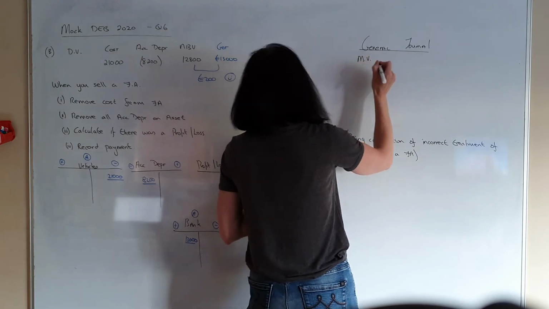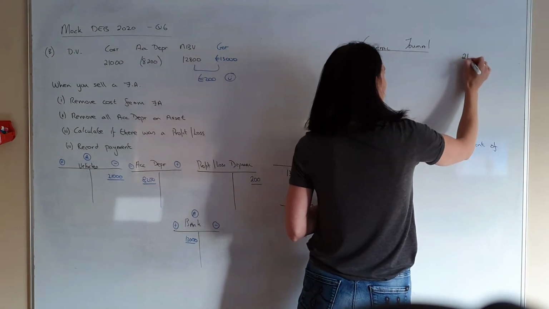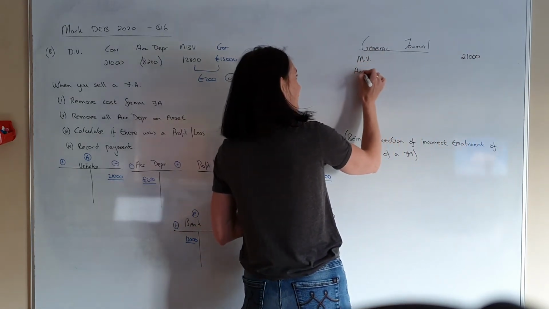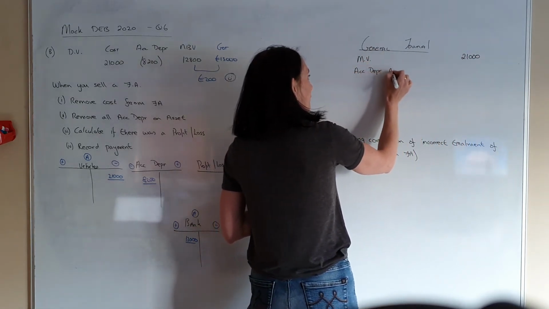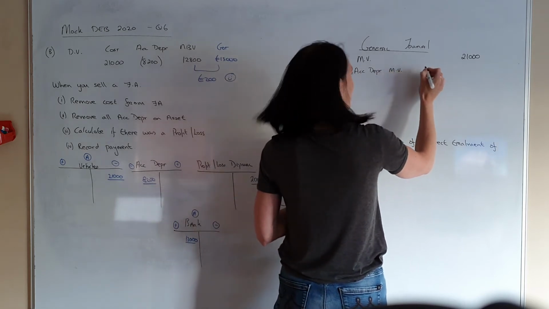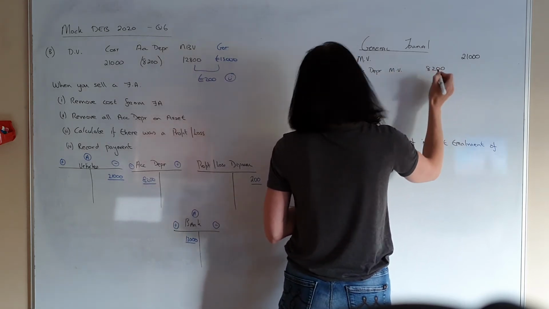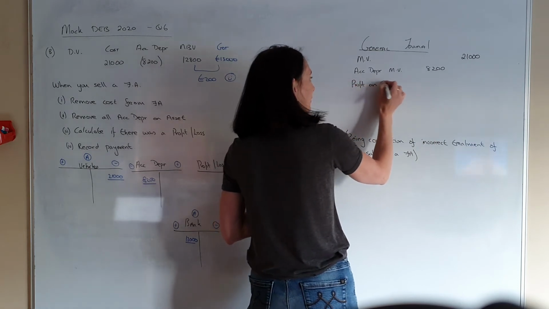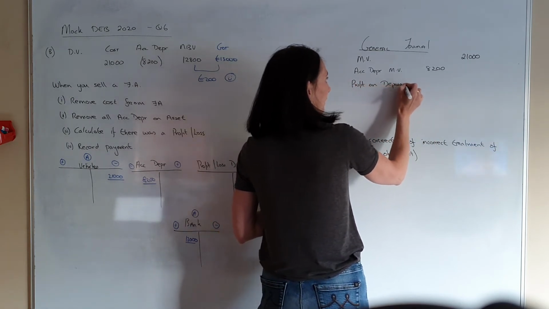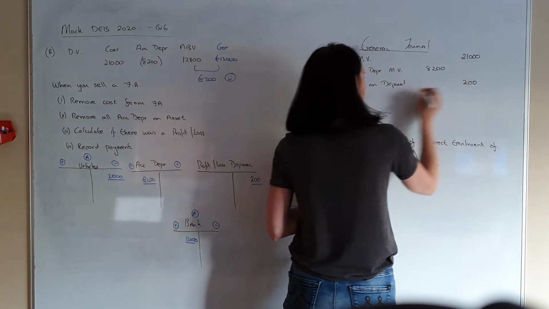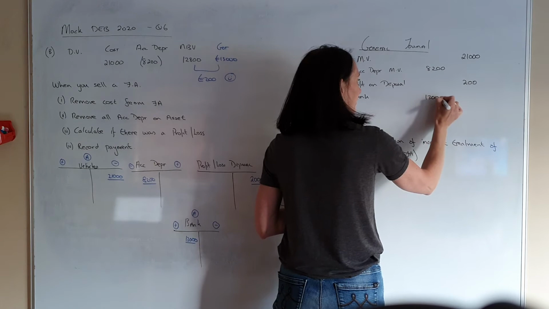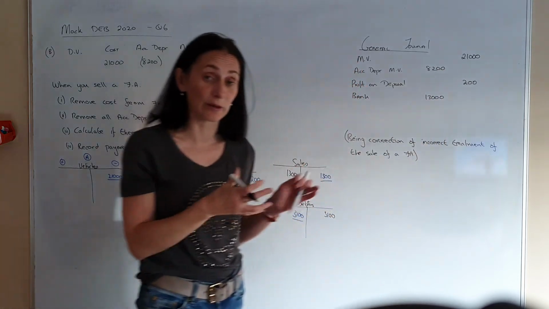So your motor vehicles on the credit we want to put in 21,000. Your accumulated depreciation of motor vehicles, we want to remove all of it, 8,200. We made a profit on disposal, and that's 200, and in the bank we got 13,000. And that's the entry that we should have done.